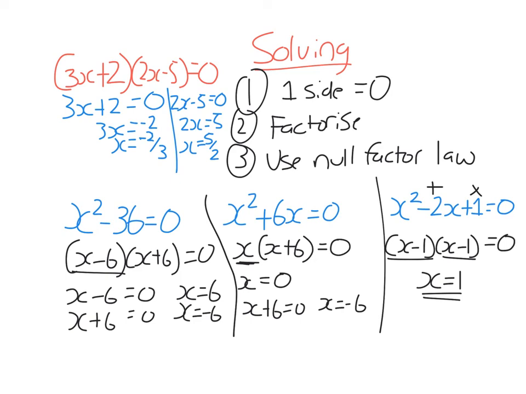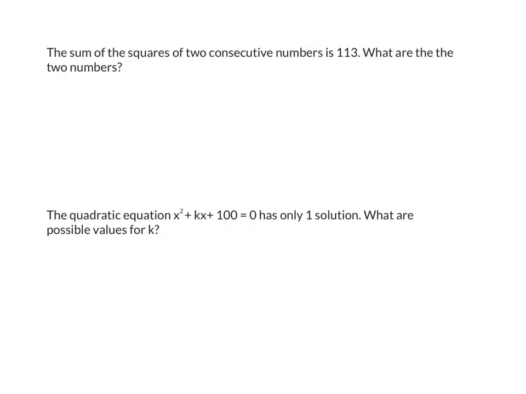So let's do just a couple of challenge questions. So let's look at these two questions here. So starting at the top, the sum of the squares of two consecutive numbers is 113. What are the two numbers? So what I'm going to do is let x equal the smaller of these numbers. Consecutive means one after the other. So if x is the smaller number, x plus 1 is the larger number. We only want to use one letter, one pronumeral.